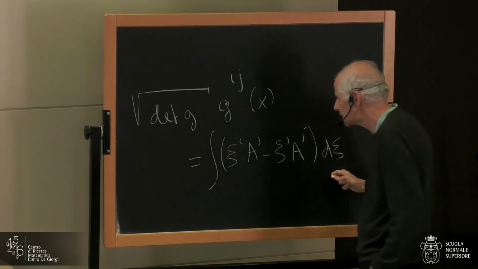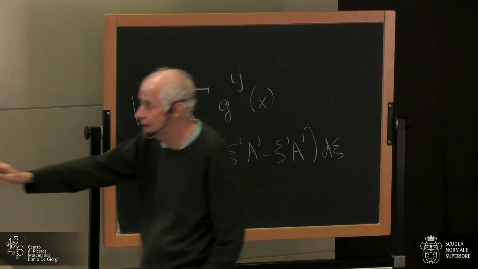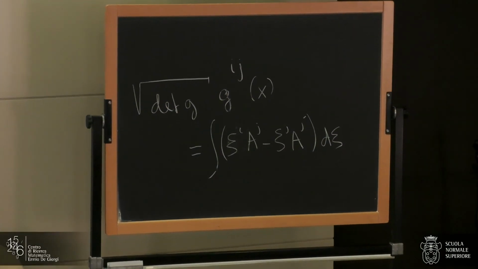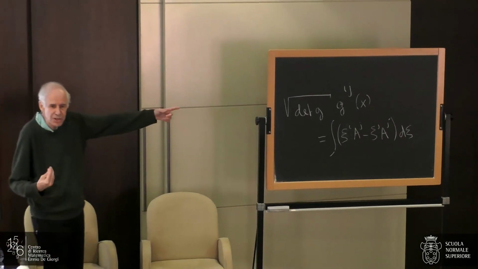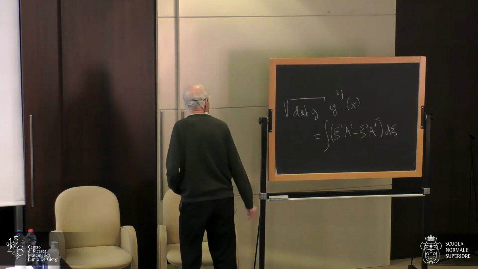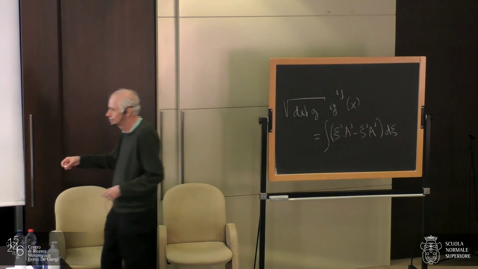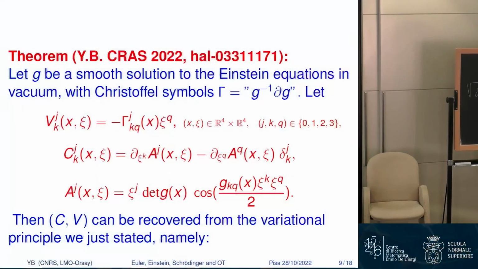So you integrate with respect to xi, and you remember that in the definition of A, this is like a Gaussian. So it's an imaginary Gaussian integral in xi. And if you work out the integral of CV square, you see that it's just an expansion of the Hilbert-Einstein Lagrangian written as a Gaussian integral.